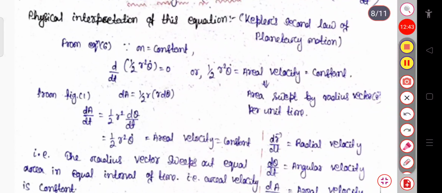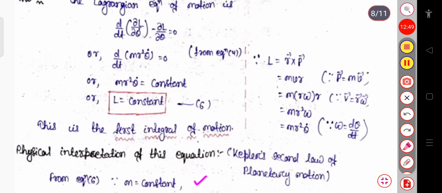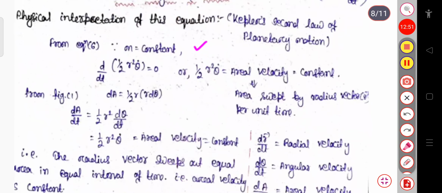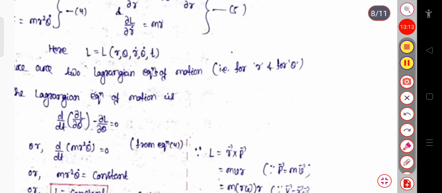So here, since m is constant, we can write d/dt of, in place of m r² θ̇, we can write 1/2 r² θ̇ equal to 0. Or 1/2 r² θ̇ is constant, and that is known as the areal velocity. Areal velocity means the area swept by the radius vector per unit time. And now if I write dA equal to 1/2 r into r dθ, you can see in this figure.